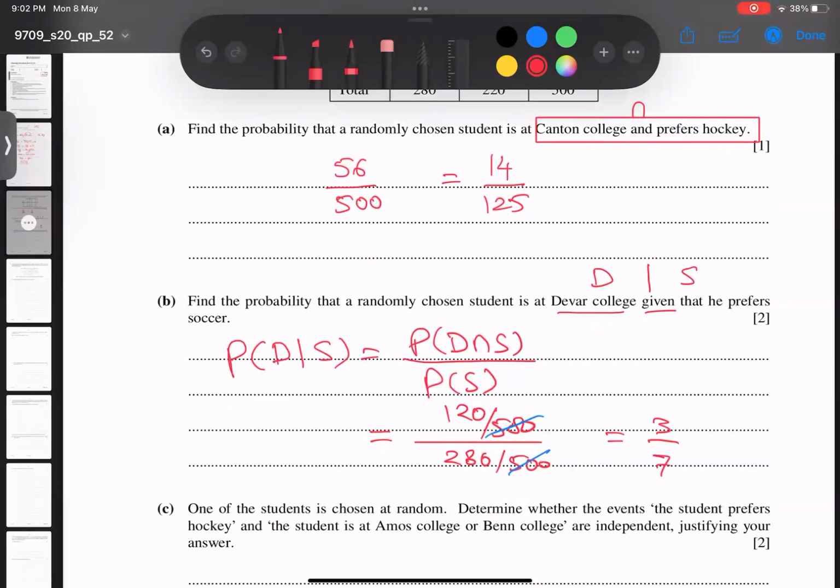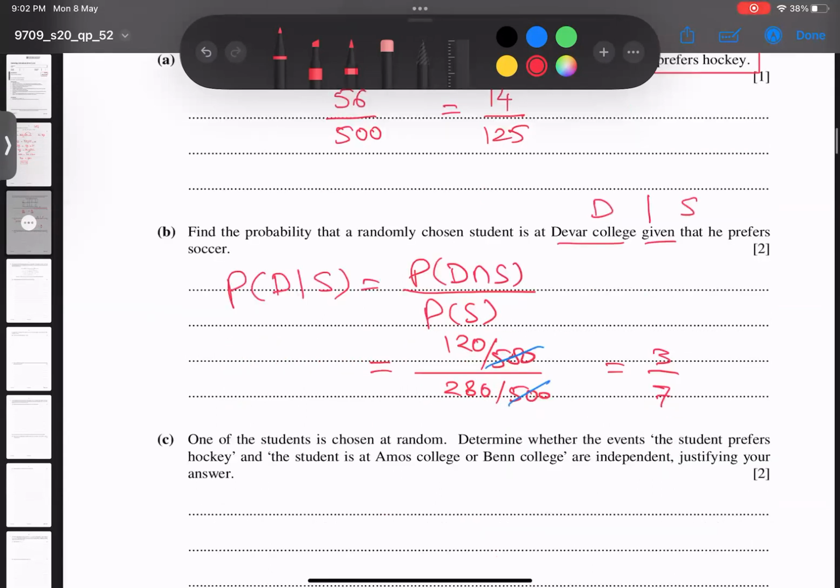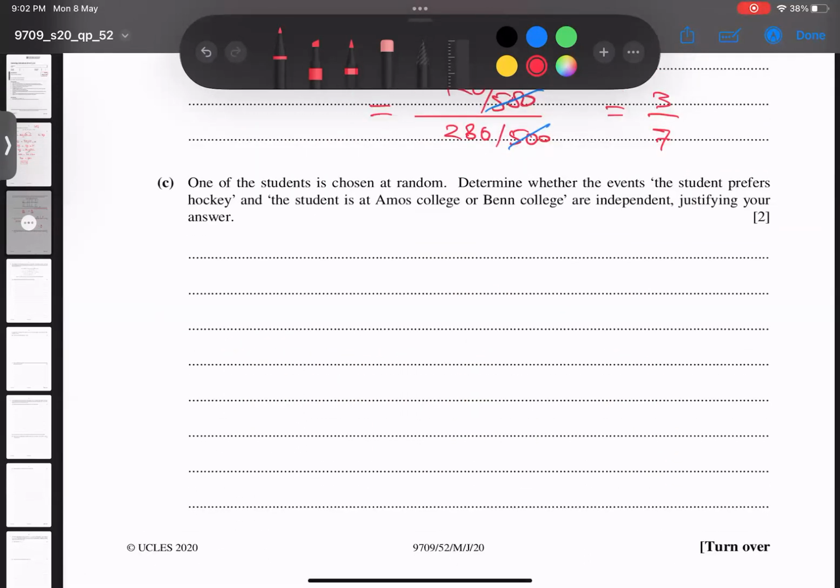Let's go for the next part, students. What is the question here? Next part: one of the students is chosen at random. Determine whether the events "student prefers hockey" and "student is at college A or college B" are independent. So we have two events, this and "student prefers hockey." Okay, we have to check it.